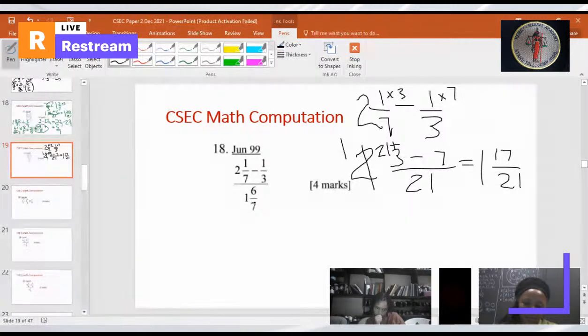So we're going to divide that into this. So it's 1 and 17 over 21 divided by 1 and 6 over 7.